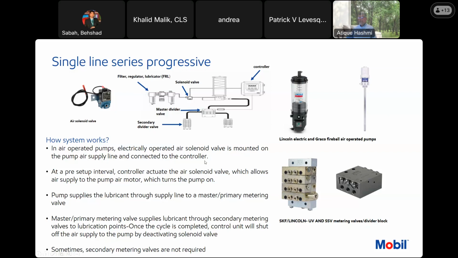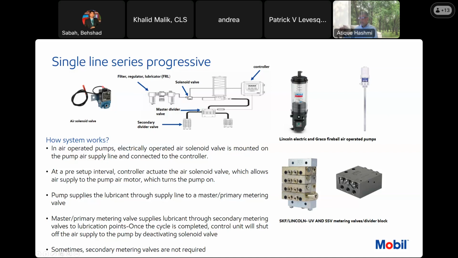So in this system, at a pre-setup interval, the controller actuates the air solenoid valve, which allows air supply to the pump air motor, which turns on the pump. Then the pump supplies the lubricant through the supply line to a master or primary metering valve. And then the master or primary metering valve supplies lubricant through secondary metering valves to the lubrication point. So to keep it simple, this air solenoid valve is turned on by the controller at a fixed setup time.